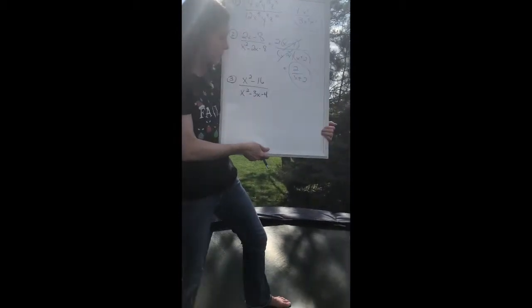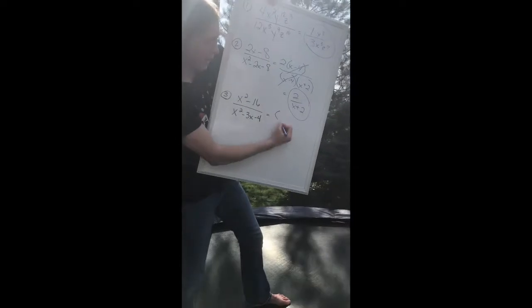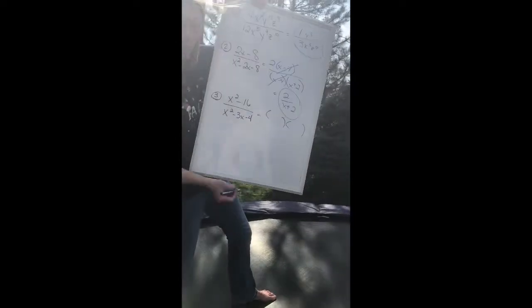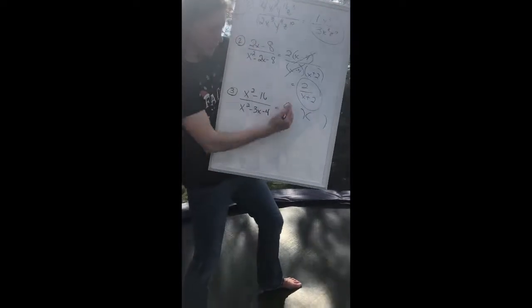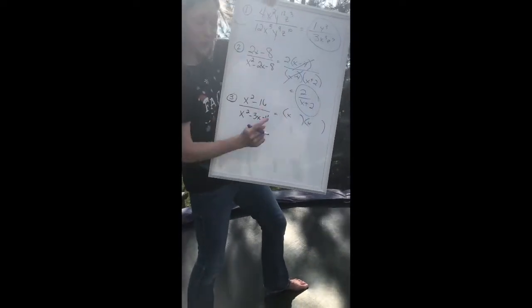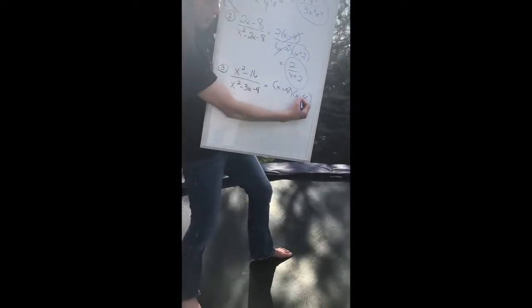All right, and then this one, if you look at the top, we have a difference of squares, okay? And we reviewed that one already, so I know you guys are good. So we've got x and x. The square root of 16 is 4. So we've got plus 4, minus 4.